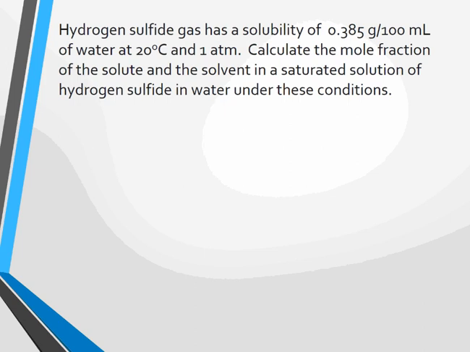Hydrogen sulfide gas has a solubility of 0.35 grams per 100 milliliters of water at 20 Celsius and 1 atmosphere. Calculate the mole fraction of the solute and the solvent in a saturated solution of hydrogen sulfide and water under these conditions. Because they didn't give us a volume, let's just assume 100 milliliters.